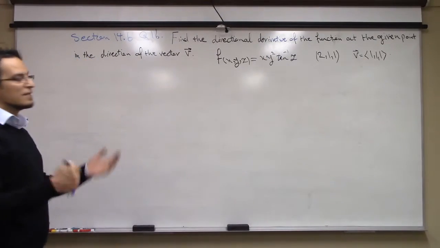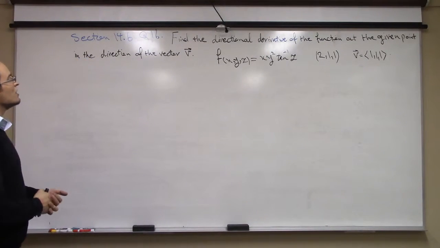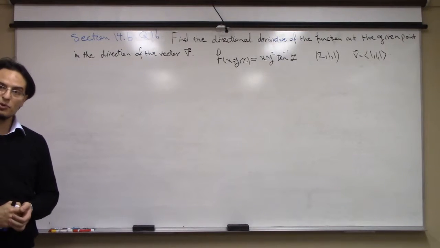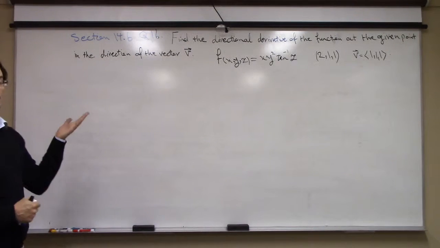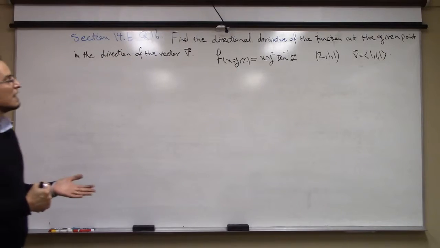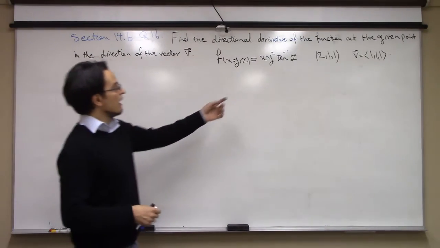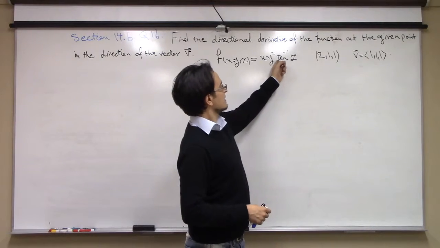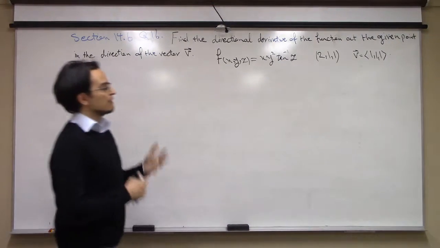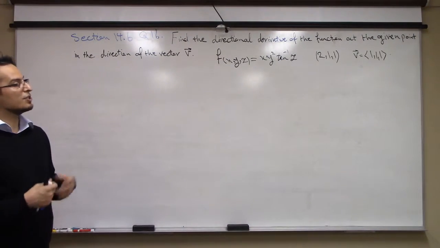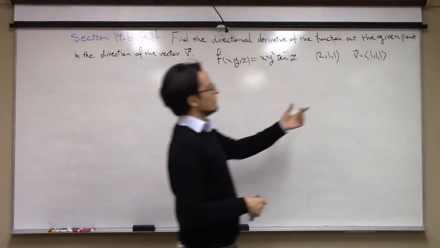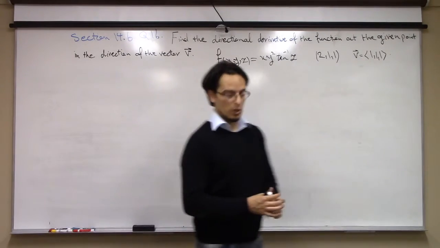Hello. This time I'm back with a question from section 14.6, question 16 of the book, which says find the directional derivative of the function x y squared tan inverse of z at the point 2, 1, 1 in the direction of the vector v, which is 1, 1, 1.